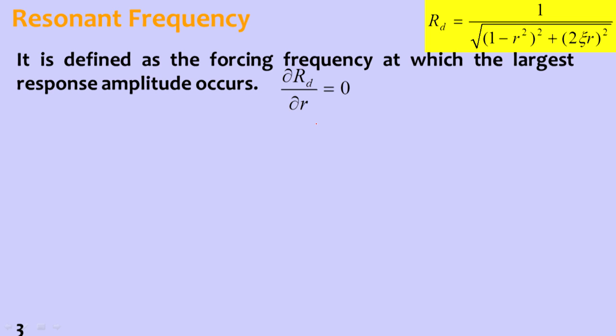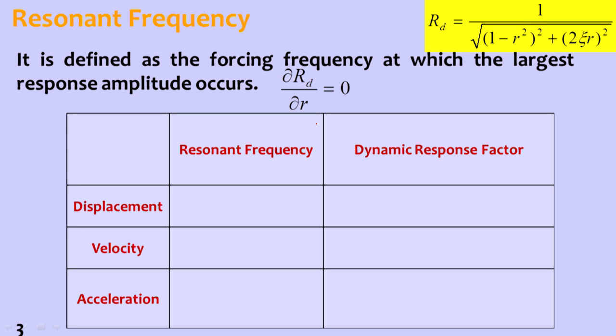If we differentiate and equate it to 0, what we get is R is equal to under root 1 minus zeta square. That means omega is equal to omega n under root 1 minus zeta square. That is the resonating frequency for displacement.